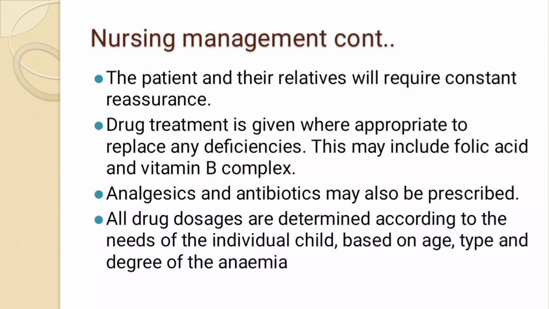Drug treatment is given where appropriate to replace any deficiencies. This may include folic acid and vitamin B complex. Analgesics and antibiotics may also be prescribed. All drug dosages are determined according to the needs of the individual child, based on age, type, and degree of anemia.